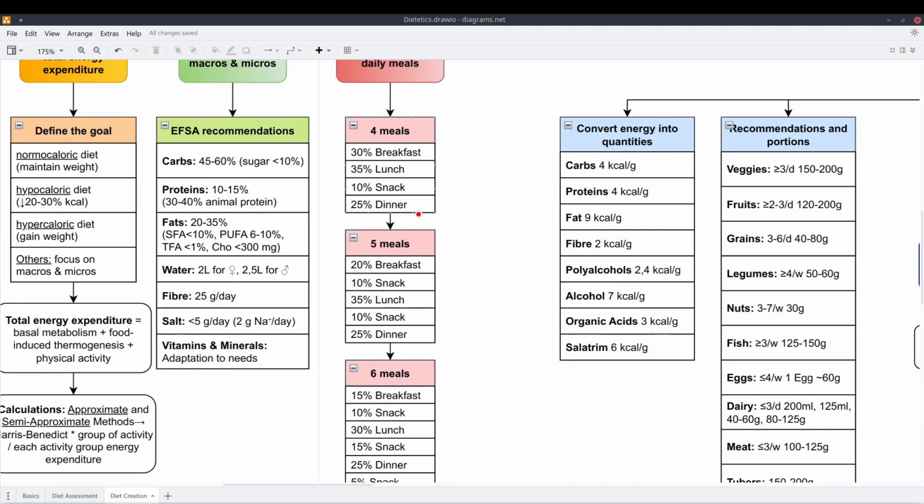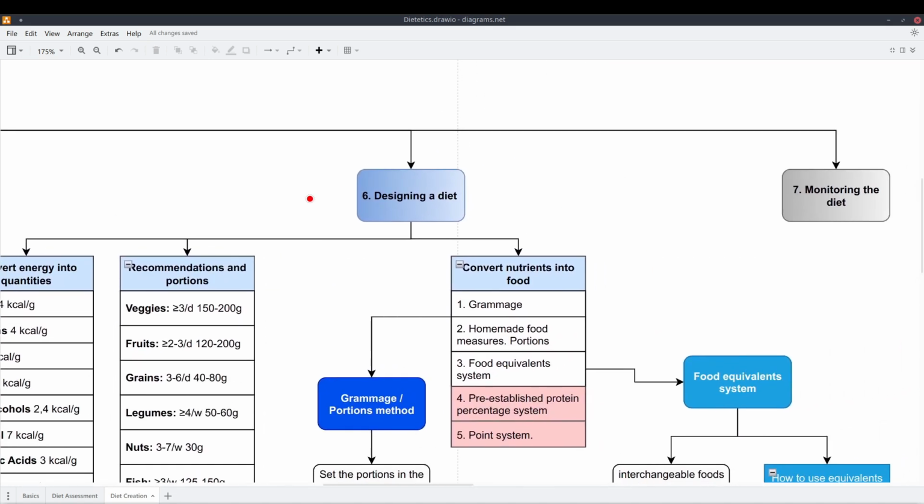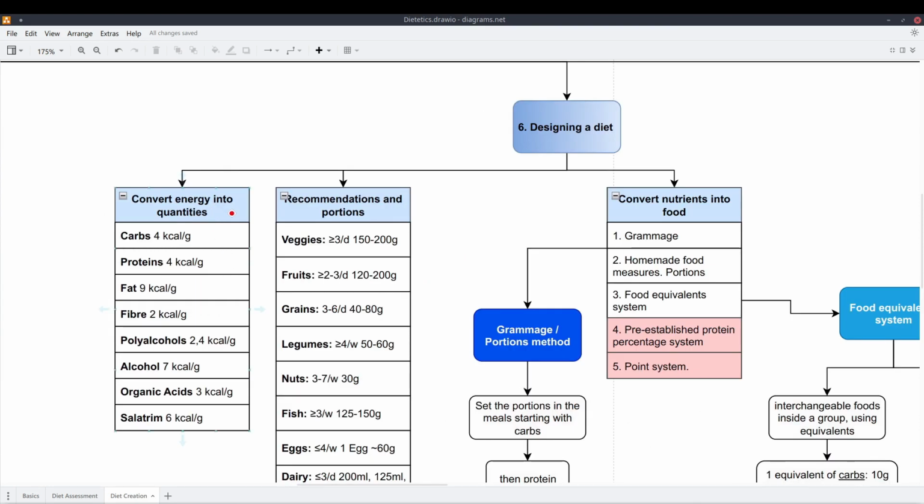All these recommendations are based here in Spain, because I know that in other countries such as the UK, the main meal is not the lunch but the dinner, so the majority of calories go there. So now let's view how to design a diet. Having the energy, the calories, we can convert it into quantities using these numbers right here.